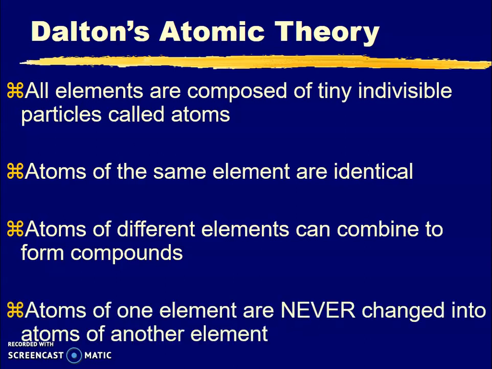And then finally, atoms of one element are never changed into atoms of another element, right? So they cannot change their identity. And oxygen cannot turn into a carbon. Aluminum cannot turn into gold, right? There were lots of people way back when who used to try to do that. They used to try to turn things into gold, right? They were called alchemists and they studied alchemy, but that is not possible. Elements cannot change their identity.